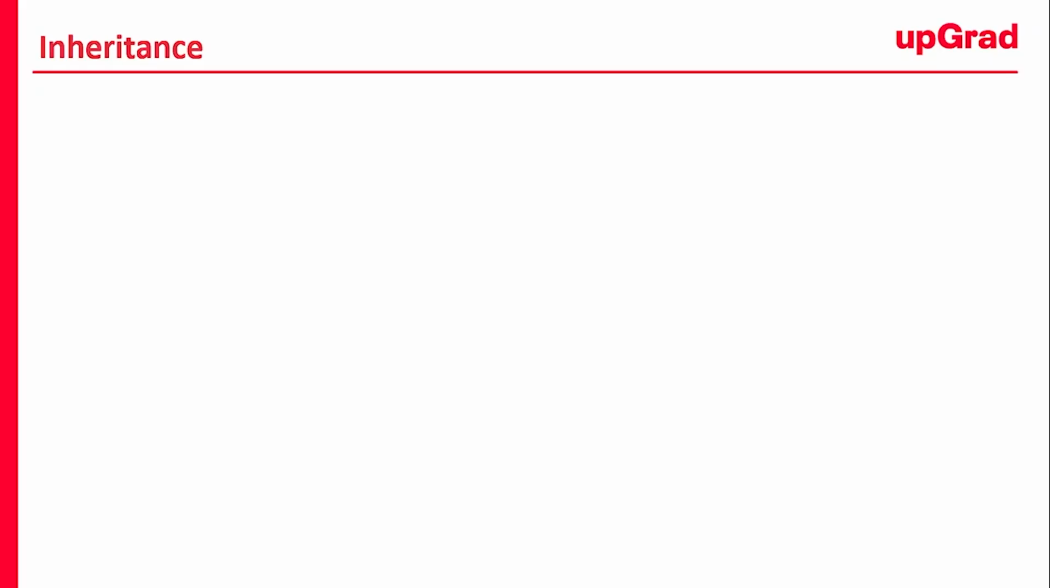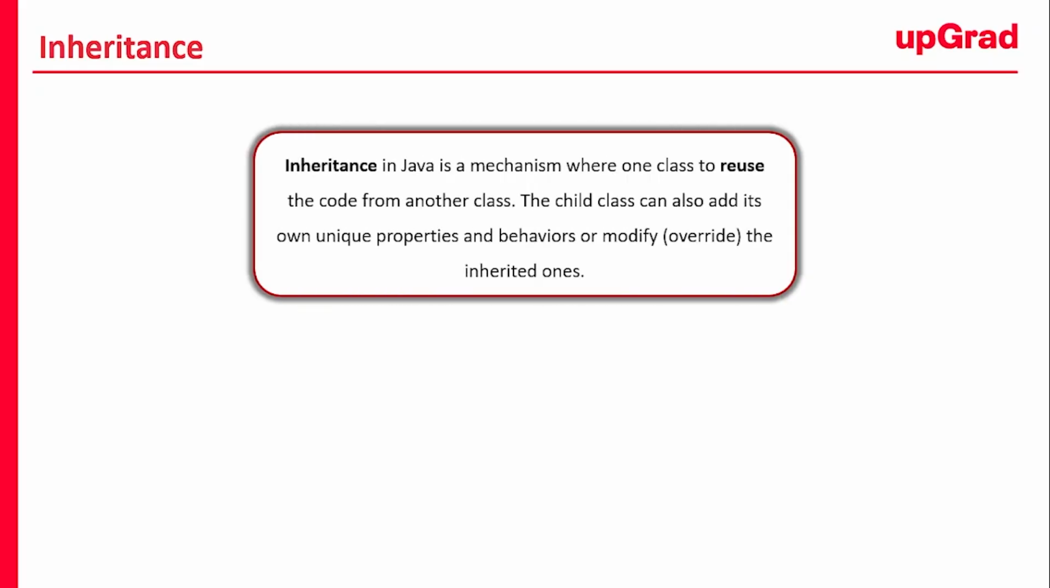Inheritance in Java is a mechanism where a new class called the child class or subclass acquires the properties and behaviors of an existing class called the parent. You can also call the parent class a superclass. Now in simple terms, inheritance allows one class to reuse the code from another class. The child class can also add its own unique properties and behaviors or modify the inherited ones.